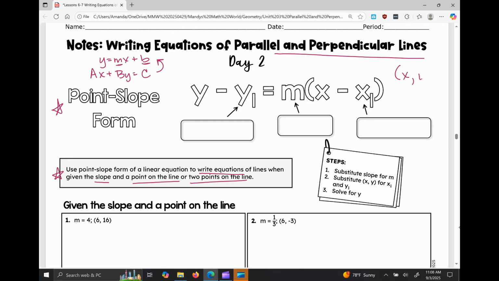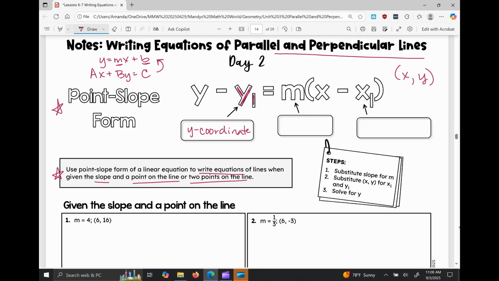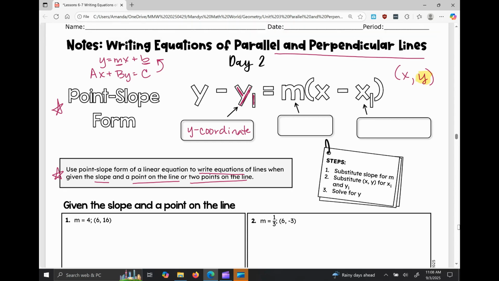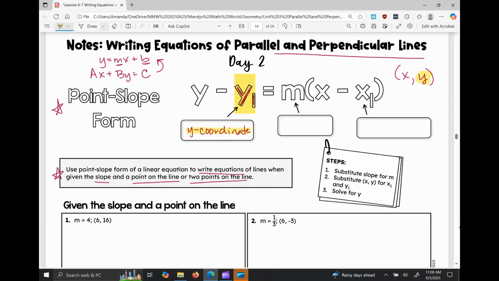Recall that an ordered pair is written x comma y. Y minus y1. This y1, what am I going to put right here? I'm going to put the y coordinate there. And I'll highlight this as well. So your y coordinate, you're going to put right here in point-slope form of your linear equation. That's your y coordinate.